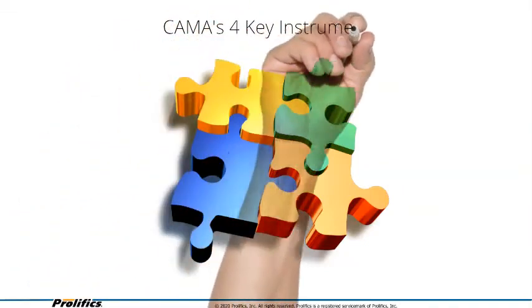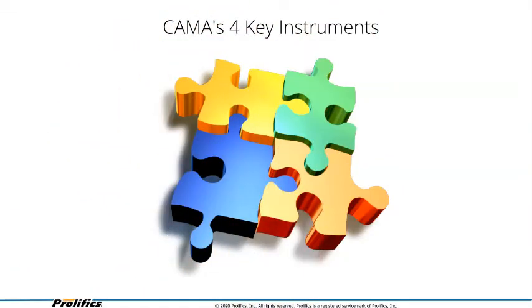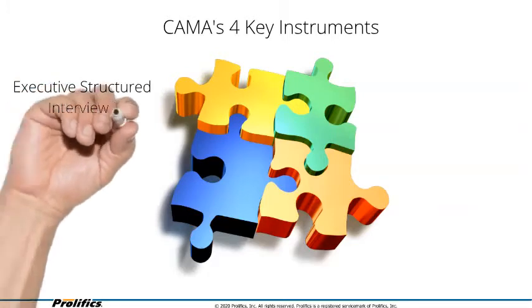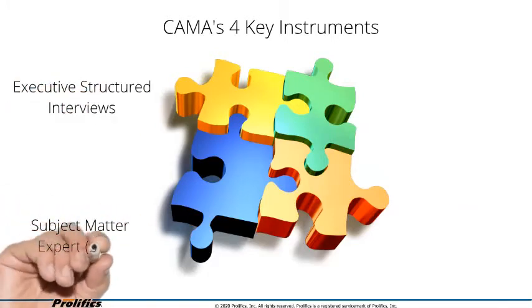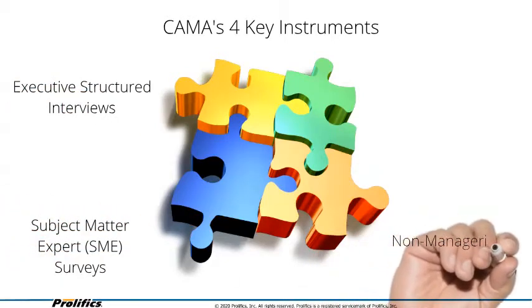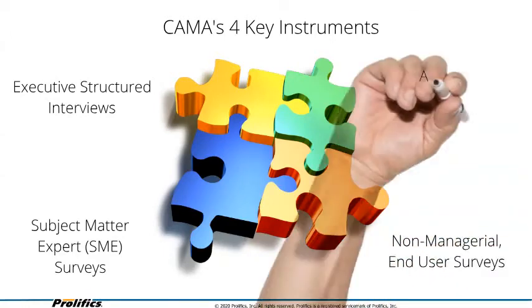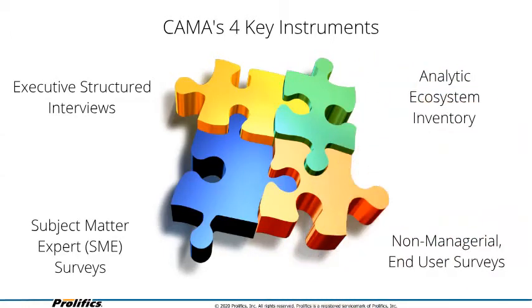CAMA uses four key instruments to gather information, including executive structured interviews, subject matter expert surveys, non-managerial end user surveys, and the analytic ecosystem inventory.